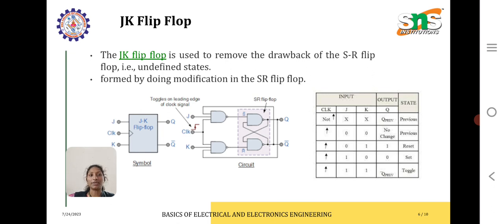The JK flip-flop is designed with the help of NAND gates. The clock pulse is very important for all the flip-flops.